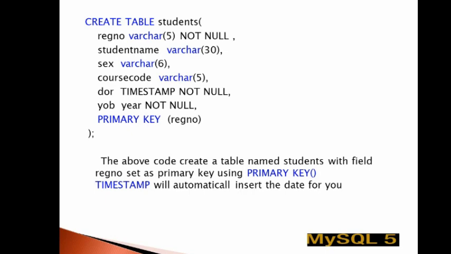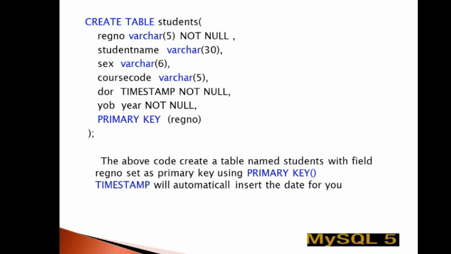We have registration number, which we can give a size of maybe 5, and then you can say not null. And then we have student name, we can give a size of 30. And then we have sex, course code, date of registration. That one can take a timestamp. Timestamp means that the system will automatically assign the current date of the system as you begin to enter data into that particular record. So you do not need to enter data for date of registration.